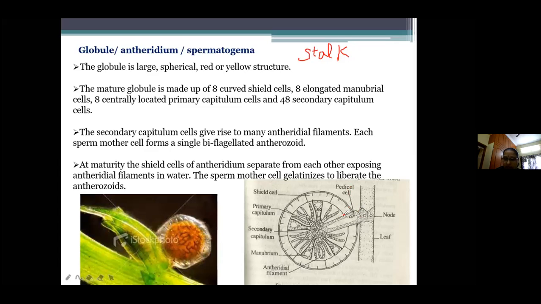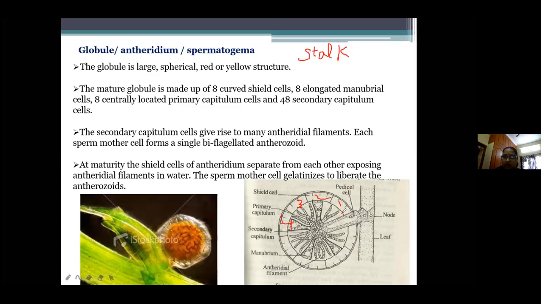A shield is made up of shield cells. This one is a shield cell. Count them, girls: 1, 2, 3, 4, 5, 6, 7, 8. See, this is 1, this is 2, this part is 3, this is 4, like that only. How many in total, girls? 8 plate-like cells are present.